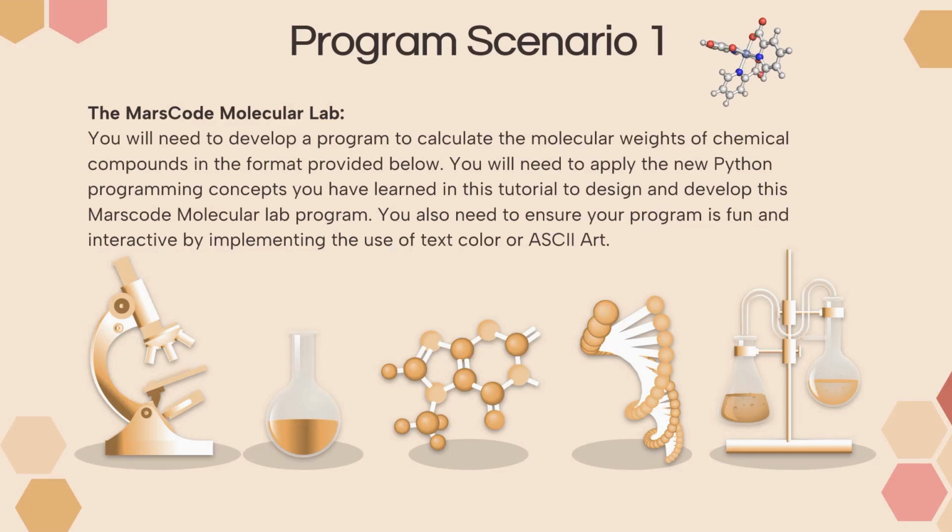Now let's look at our first program scenario that we're going to be using to create our first program in this tutorial video. This program scenario is called the MarsCode Molecular Lab. What we will need to do is to develop a program to calculate the molecular weights of chemical compounds in the format provided below. You will need to apply the new Python programming concepts you have learned in this tutorial to design and develop this MarsCode Molecular Lab, and then you will also need to ensure your program is fun and interactive by implementing the use of text color or ASCII art.